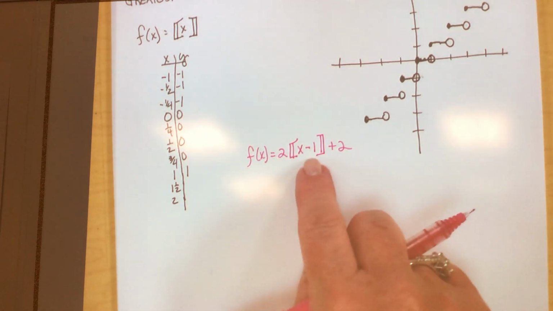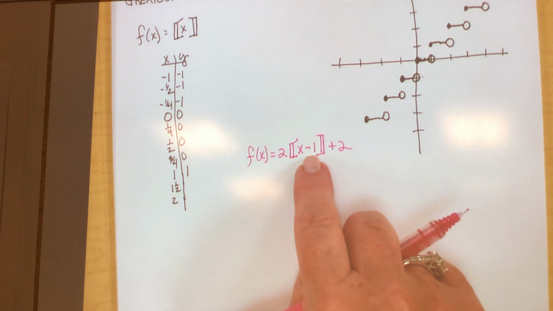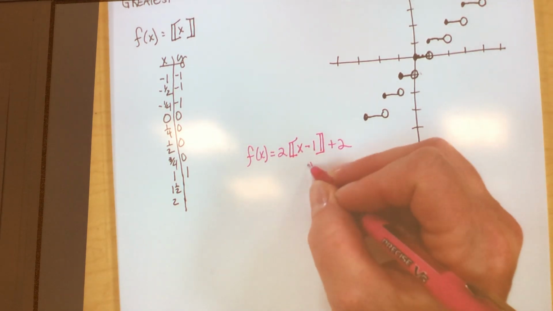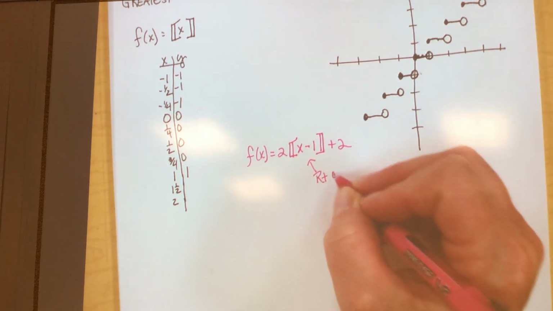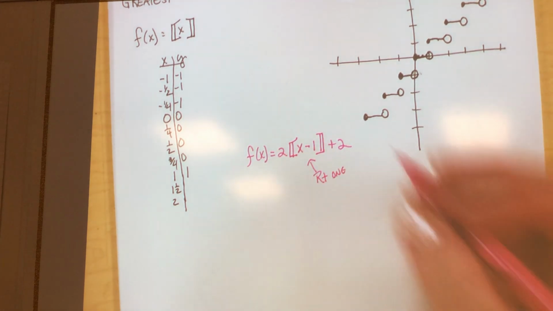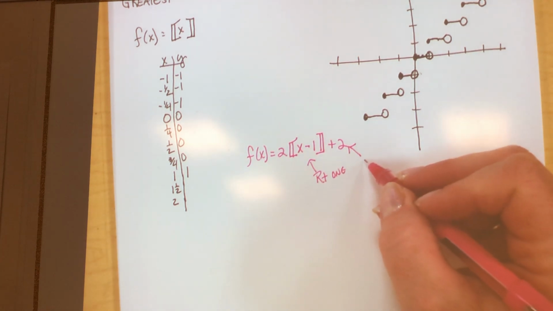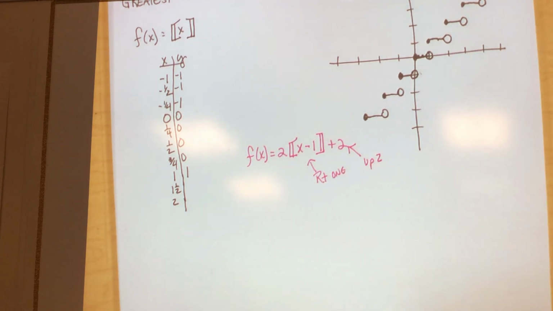So, alright, let's talk about all the transformations that happen. What does this -1 do to this function? Takes it to the right one. Does everybody agree with that? What does this +2 right here do to this function? Up 2. Okay?